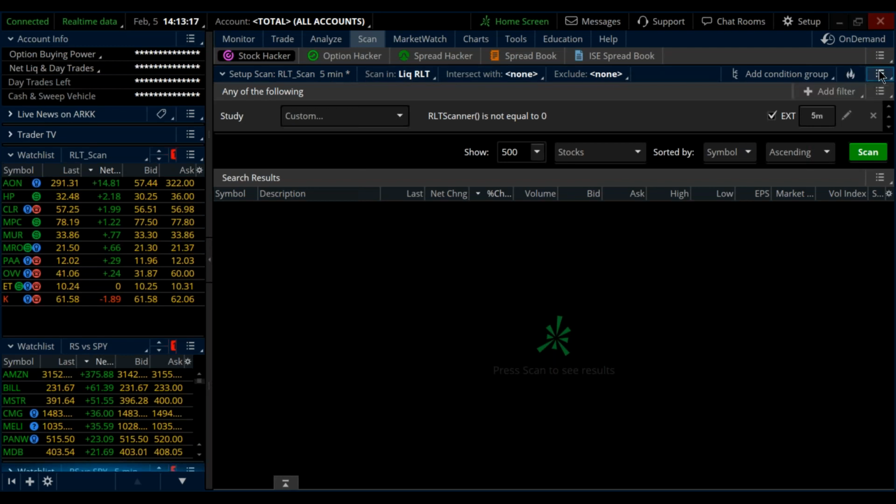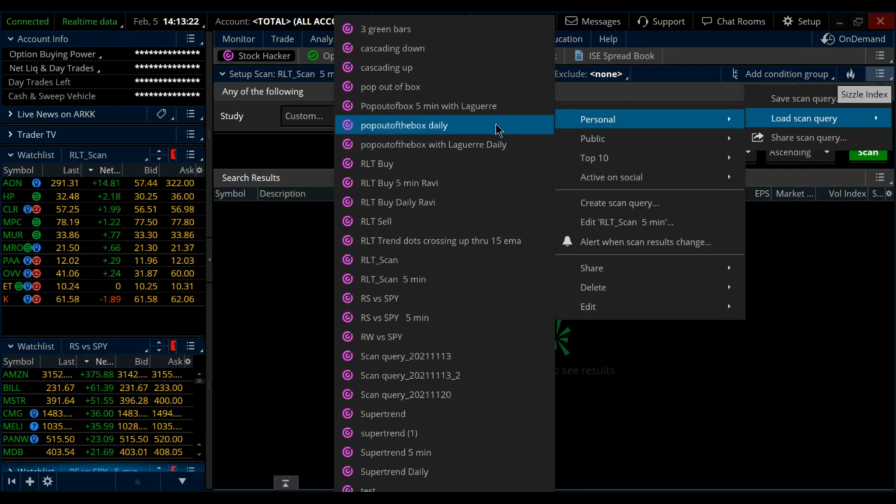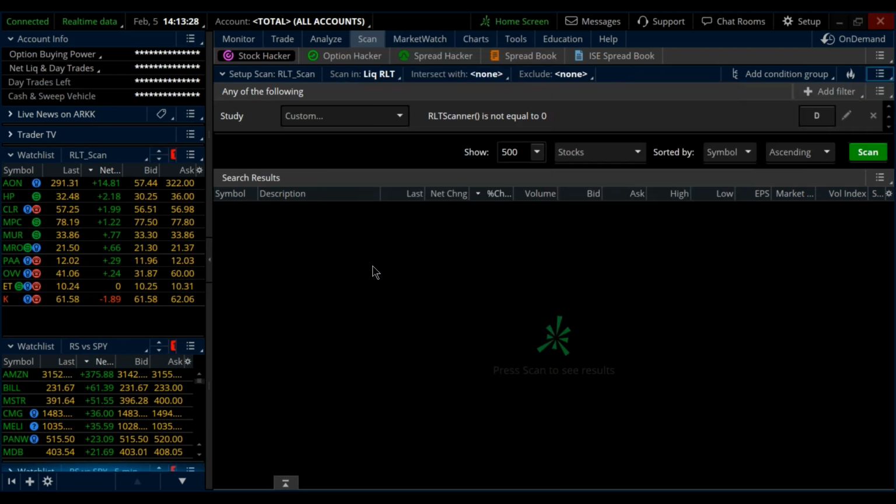So I go over here and I say load scan query, and I go to personal, and I get all these scans. And here's the RLT scan. This is the scan for right line trading, for looking for pop out of the boxes and other bullish setups. It's going to scan it, and it's going to put the results out here for you.